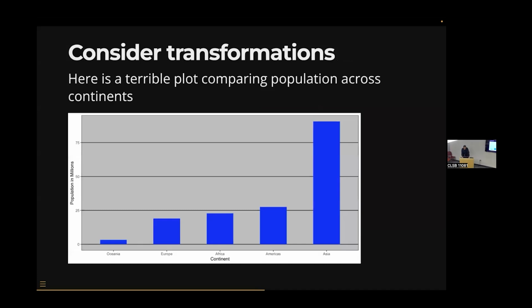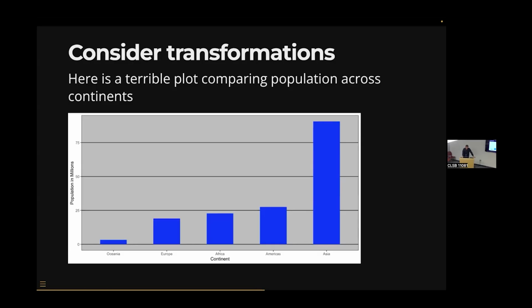Okay. This is related to wasting space, so transformations. Here's a terrible, terrible plot comparing continent population sizes. Give me a second. Those are wrong. So if I'm asked to show you how many people live on different continents, I show you this plot. It looks like Asia is massive. It's not. I'm not showing the data.